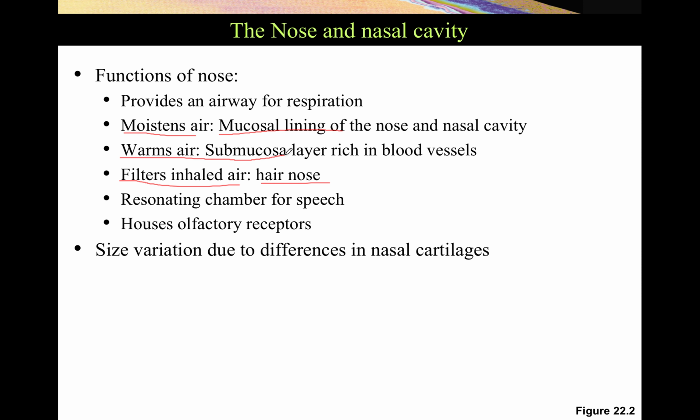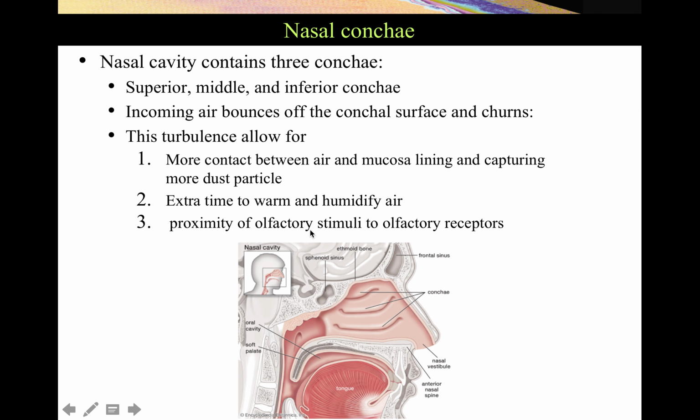Now, in addition to these three main functions that I've listed, the nose also acts as a resonating chamber for speech because it allows the air to come out of the lungs. And it also houses the olfactory receptors. Olfactory implies your sense of smell. So the receptors that give you your sense of smell are located within the superior region of your nasal cavity. So let's continue looking at the nasal cavity.